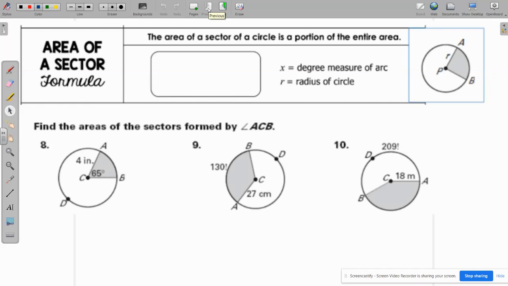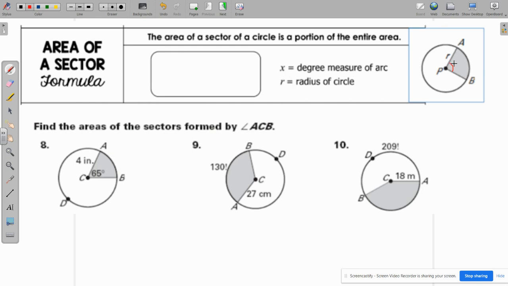In this tutorial, we're going to talk about finding the area of a sector. When we're talking about a sector of a circle, it's like this shaded region right here. It's almost like a piece of pizza. If we want the area of just that sector, we can compare the measure of this arc AB to the whole circle, and that is going to be equal to the ratio of the area of this sector to the area of the entire circle.